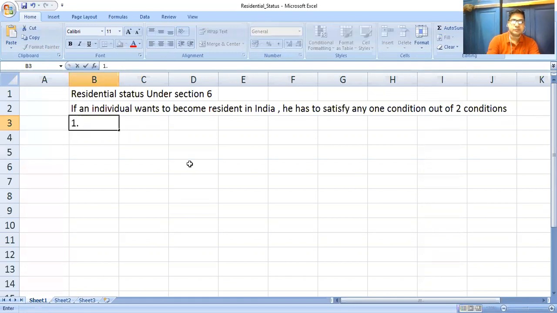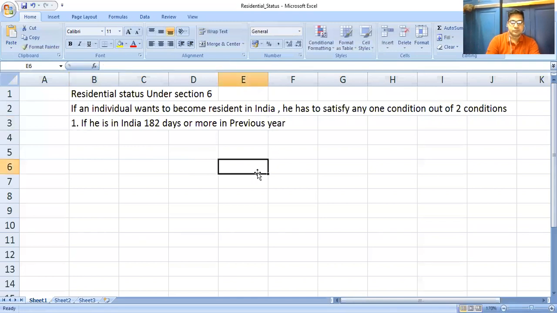The first condition: if he is in India 182 days or more in the previous year, such an individual will be considered a resident in India. If he doesn't satisfy this, we have an 'or'. He can satisfy the second condition.